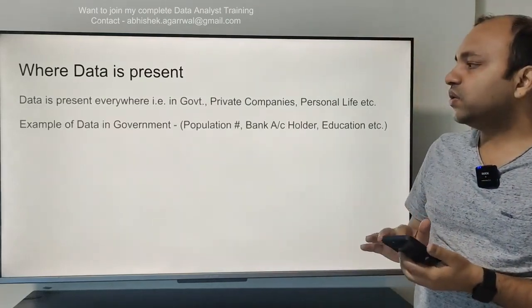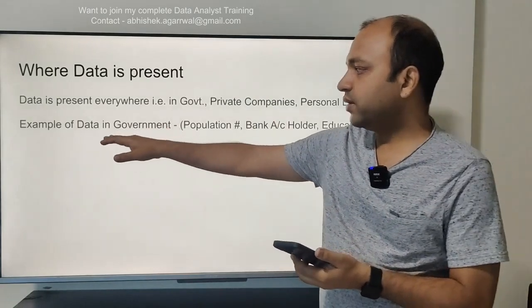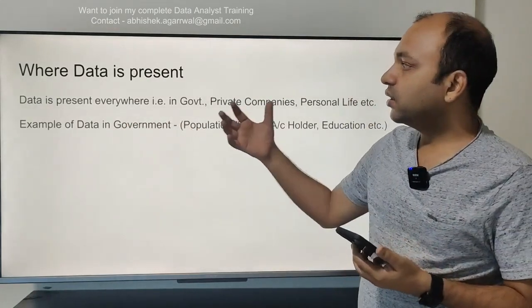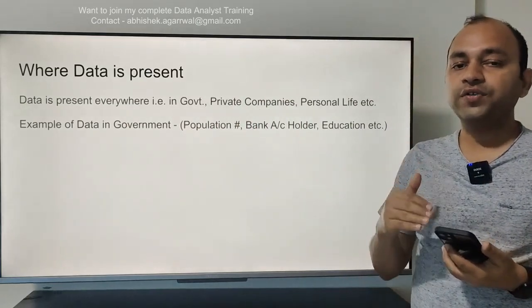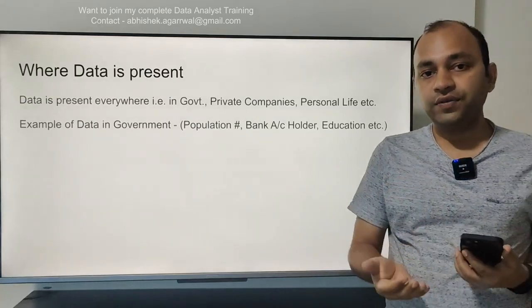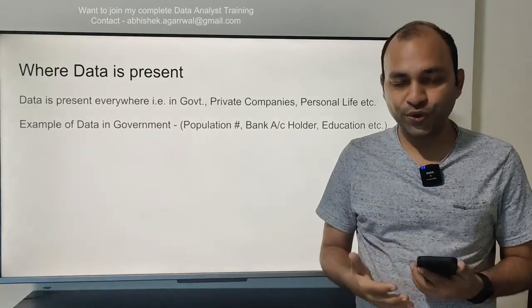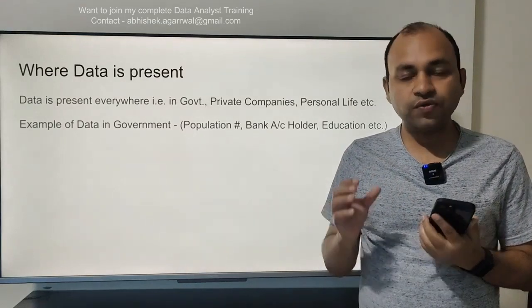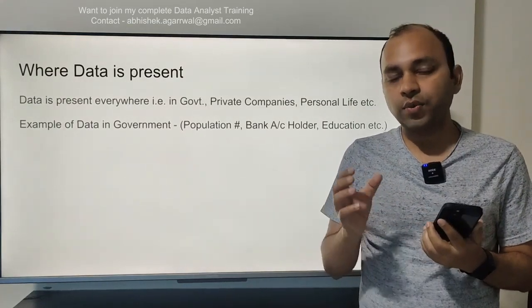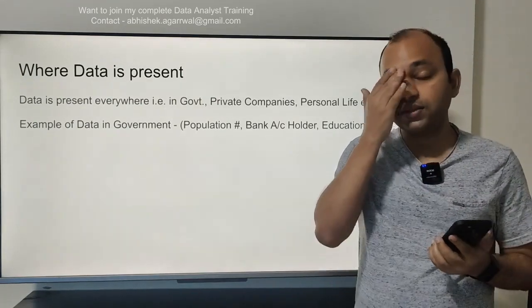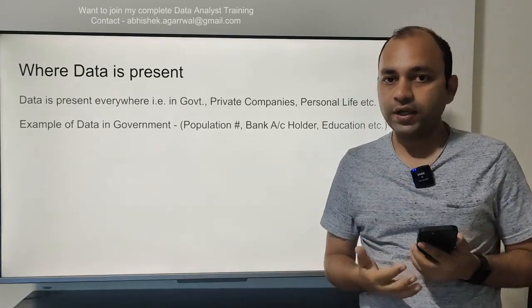Okay, so an example of data in government: what kind of data is the government generating, or what kind of data is present with the government? For example, population number. In the first data analysis slide, I showed you that government collects the data about each and every individual. From there, they get to know about the population in each city, in each state, and the entire country, and they can frame the policies accordingly.